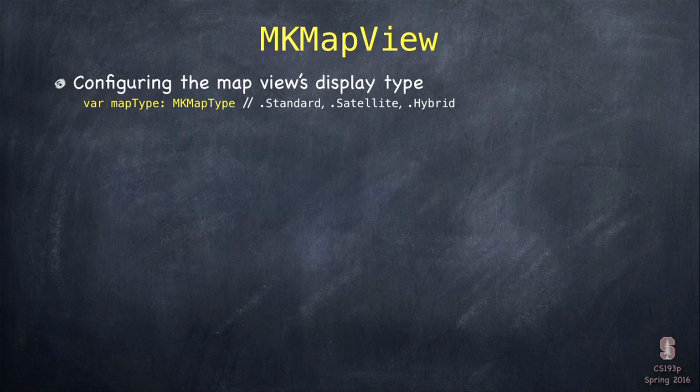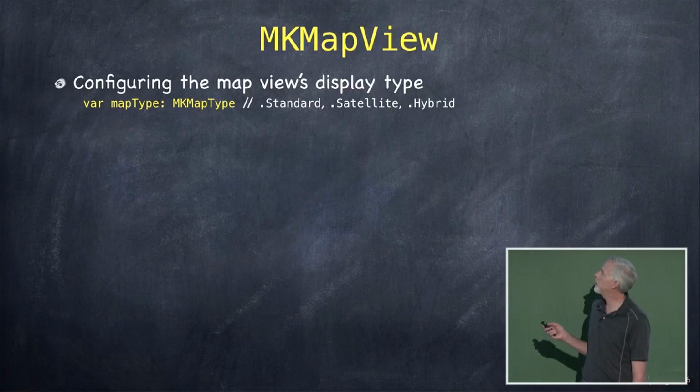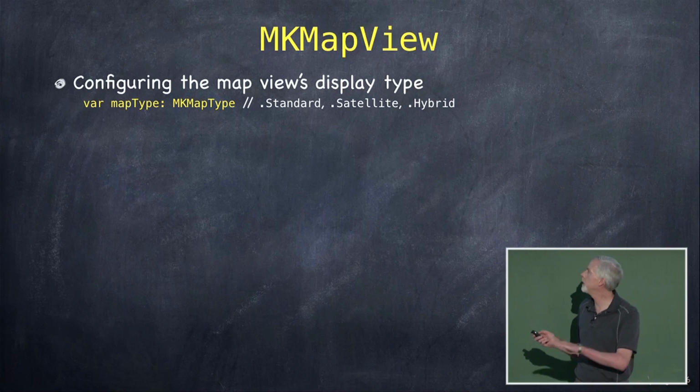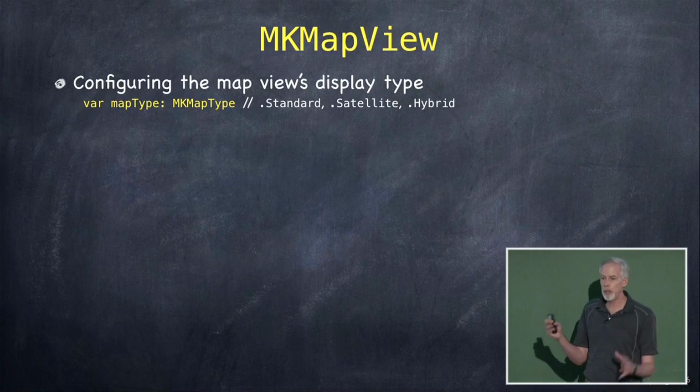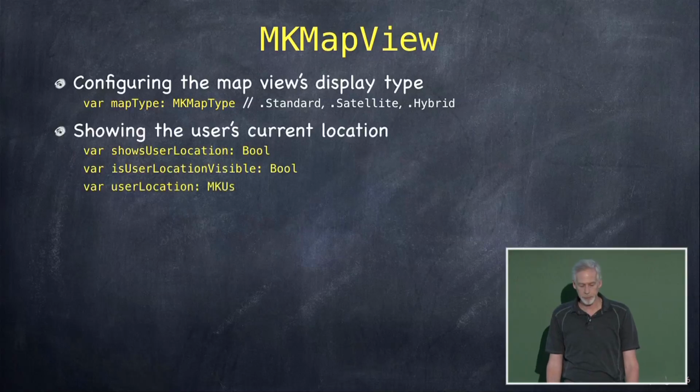The map, you can configure the way it displays. This is a var on MKMapView. You can do standard, satellite, or hybrid. So standard is like streets and things like that. Satellite is like a Google Earth type thing. And then hybrid is a mix, an overlay of those two things.